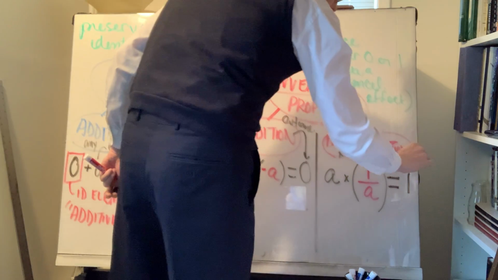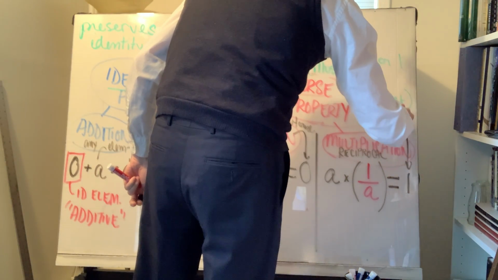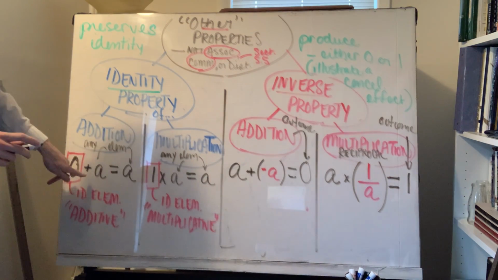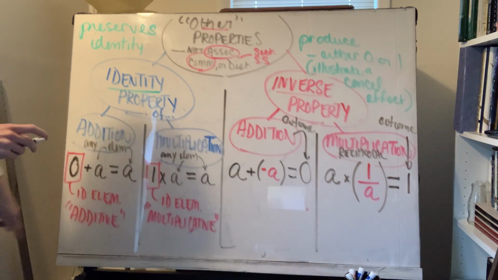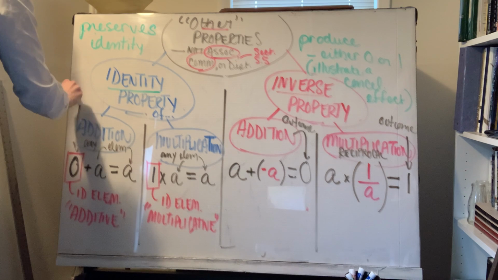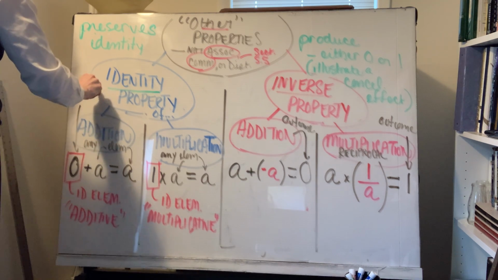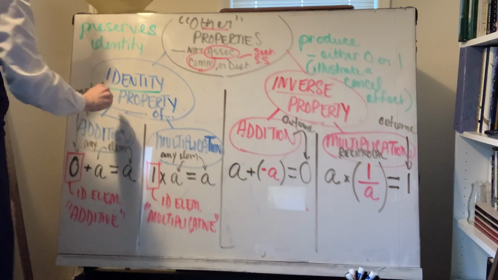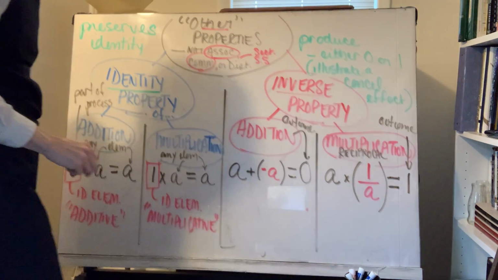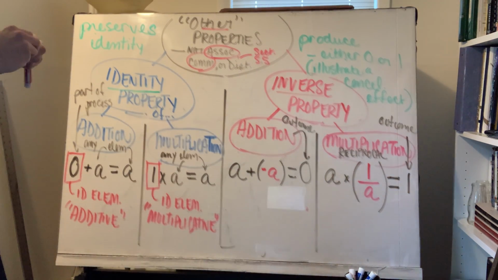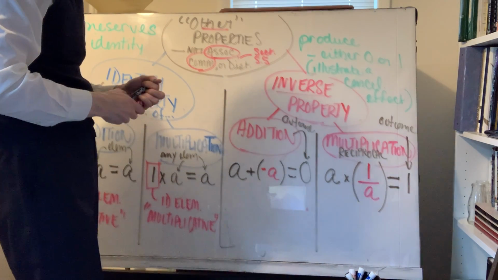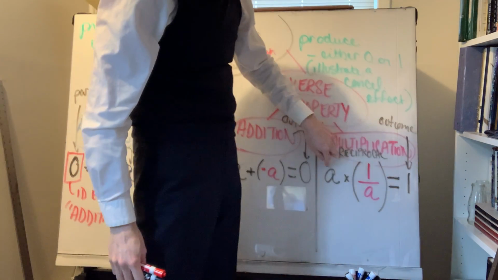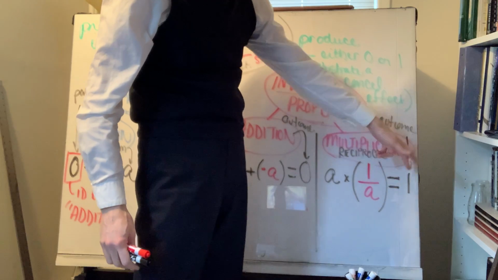Again, this is the outcome in this case, as opposed to being something that's part of the process, right? This is part of the process. All right, and this is instead an outcome. All right. Anything times its reciprocal is equal to 1.